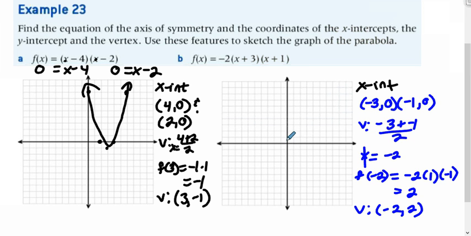I'm going to go ahead and plot these. So (negative 2, 2), and then I have the two x-intercepts at (negative 3, 0) and (negative 1, 0). And then my y-intercept, set x equal to 0. So I have negative 2 times 3 times 1, which is negative 6. And then symmetry, and connect. It opens down. It has to open down. It had a negative a value. And there's your parabola in intercept form.